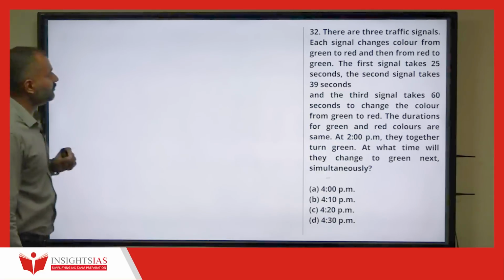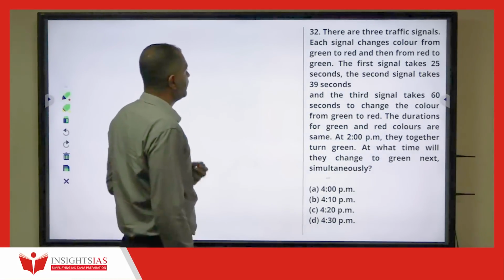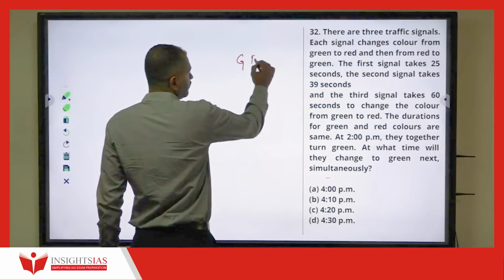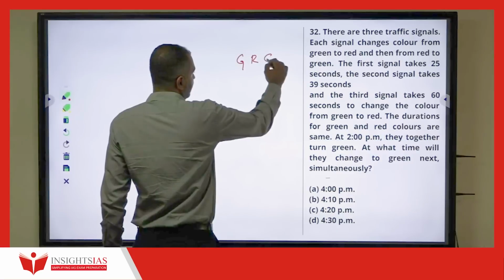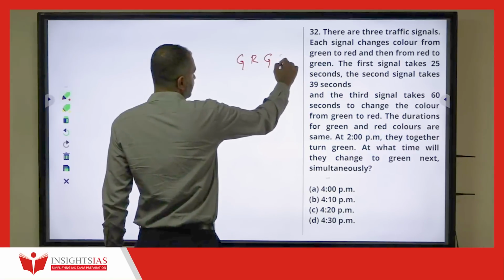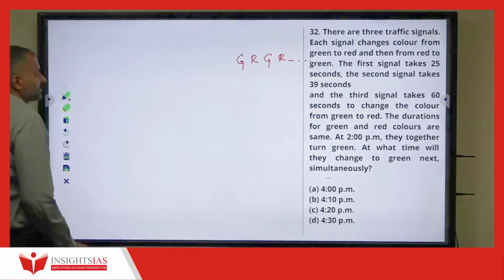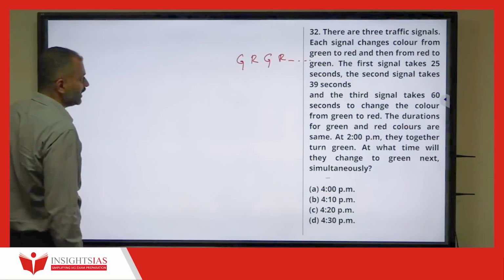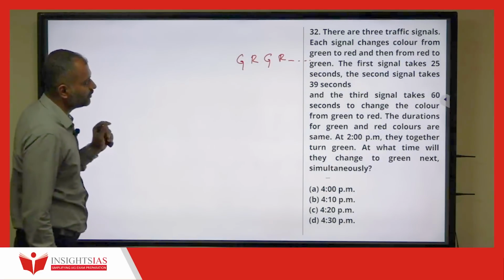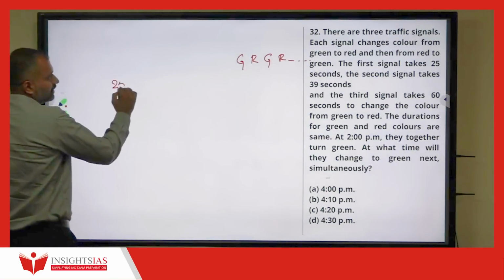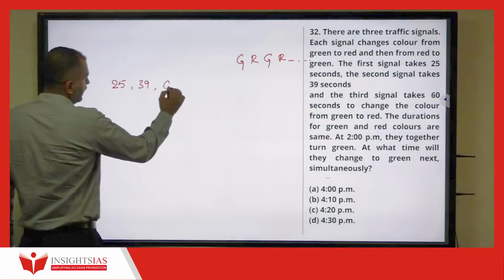There are 3 traffic signals. Each signal changes color from green to red and then from red to green. Green to red, red to green, and this continues. The first signal takes 25 seconds, the second signal takes 39 seconds. You know that this is a pretty direct LCM question. You take the LCM of 25, 39 and 60.